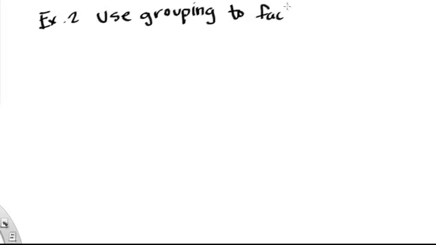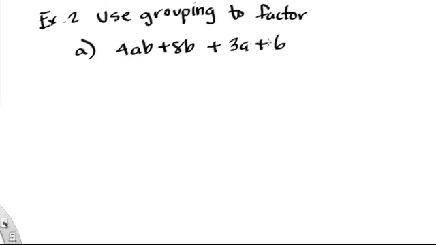Example number 2. Use grouping to factor. This is letter A. Have 4ab plus 8b plus 3a plus 6.